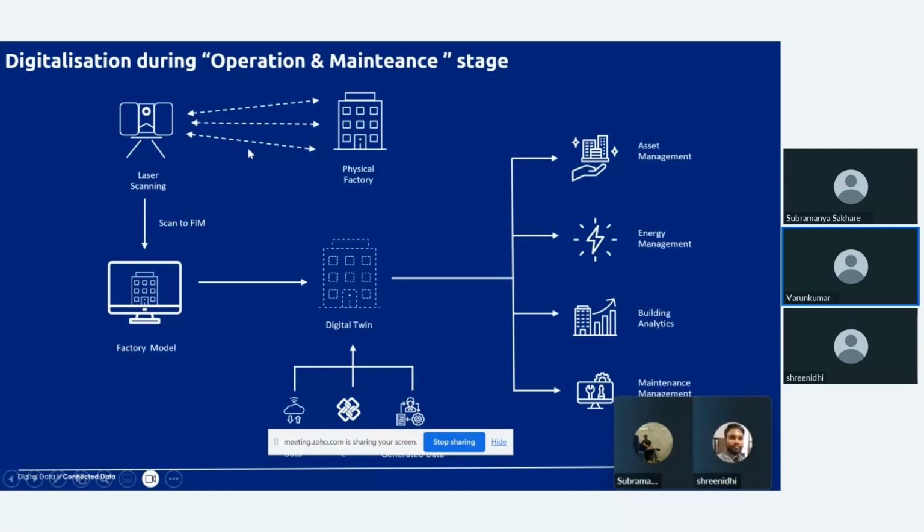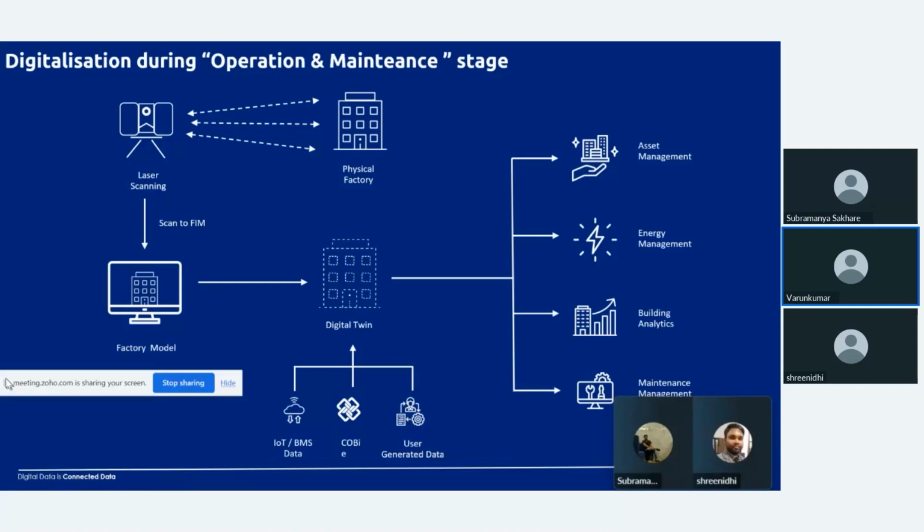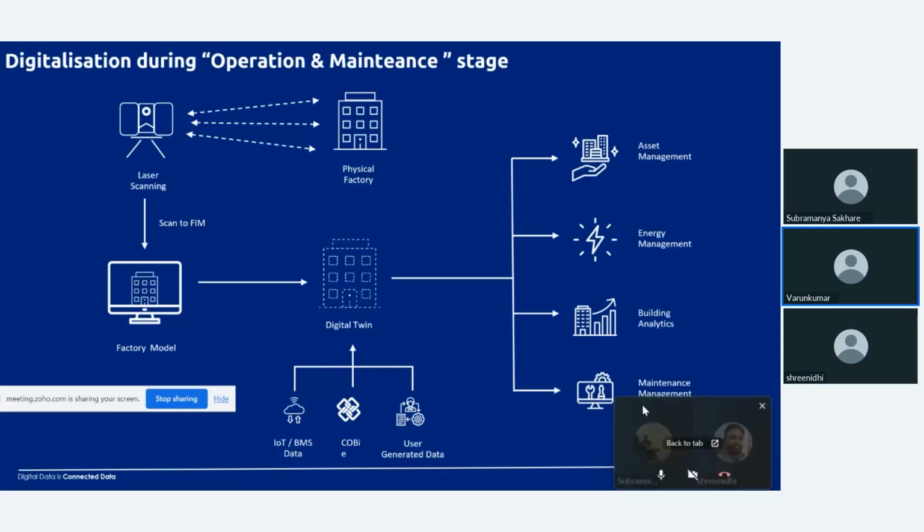Say, for example, if you don't have a BIM model or the factory information model, you can create this using laser scanning, and then connect the various IoT sensor data, PLC and SCADA data, asset data of that particular equipment, and user generated data to a digital twin. And then all this kind of asset management, energy management, and building analytics can be done.